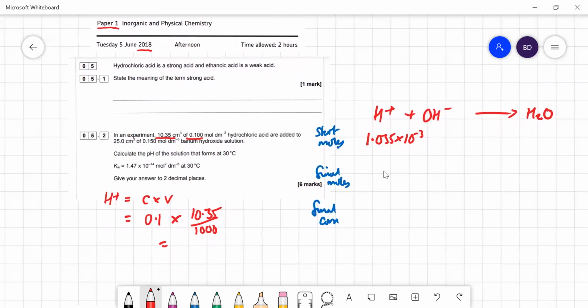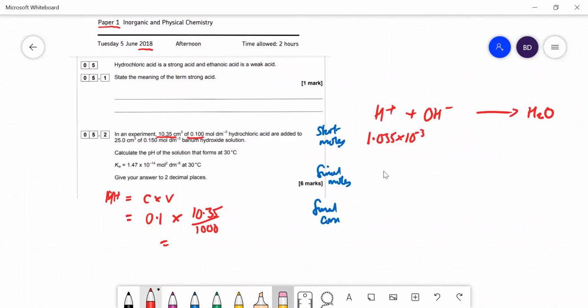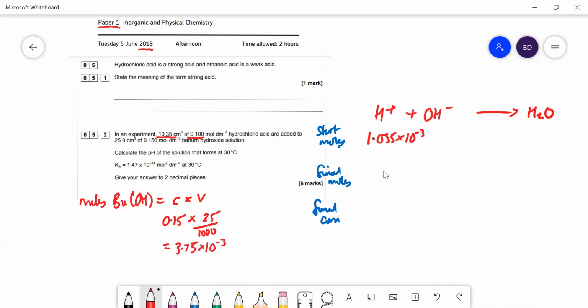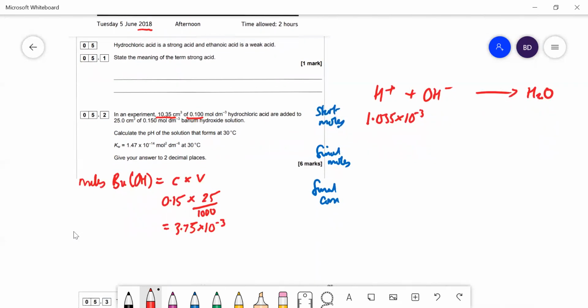Right, now we have to do the moles of barium hydroxide before we can work out the moles of hydroxide ions. So moles of barium hydroxide, again it's concentration times volume, so it is 0.15 multiplied by 25 over 1,000. That is equal to 3.75 times 10 to the minus 3. Now the moles of OH− is double that, because 1 mole of barium hydroxide contains 2 moles of hydroxide ions. So double 3.75 gives you 7.5 times 10 to the minus 3. So I put that in there. We don't really care about the moles of water, so forget about that.